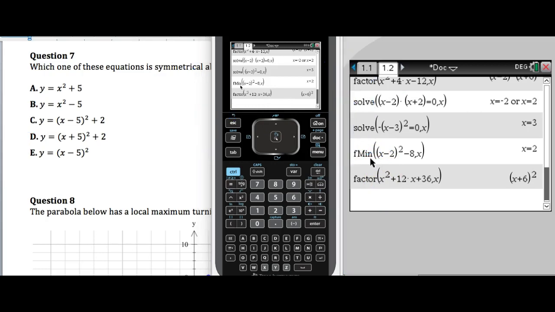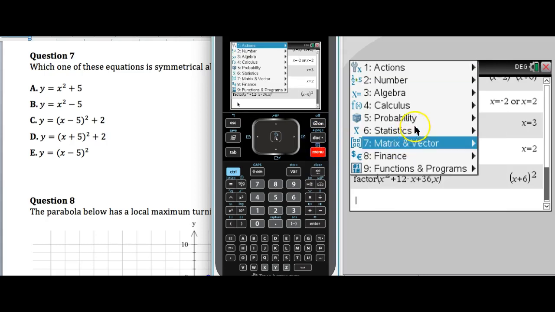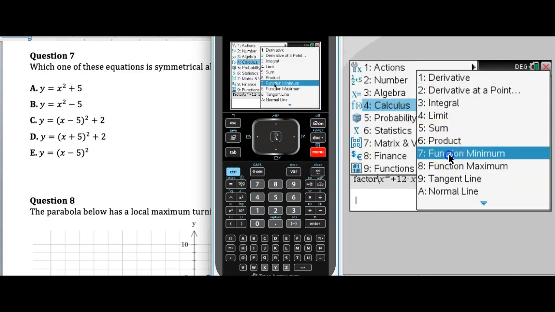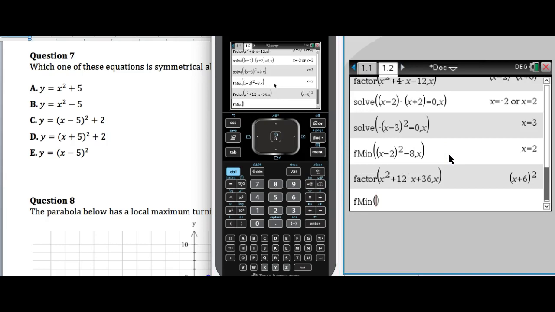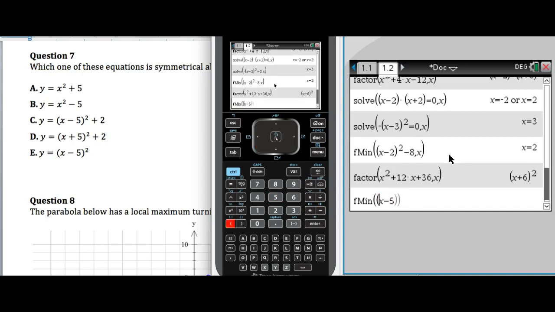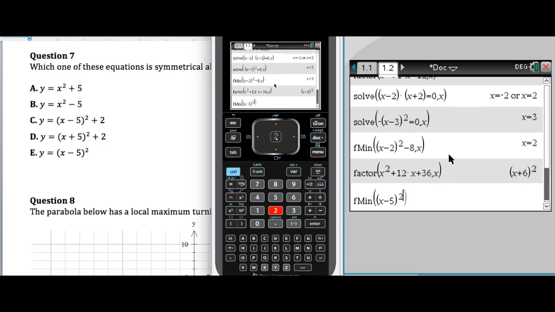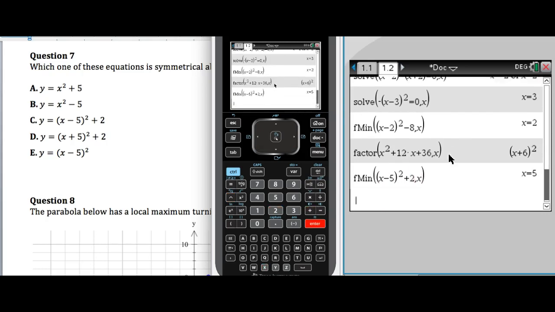So let's just quickly clear all that. So your axis of symmetry is the same as your turning point, the x-coordinate of your turning point. So if we're going to find the turning point, and these are all positive parabolas, so I can just go to calculus, function minimum, and then type it in. So if I thought it might have been, let's say C, x minus 5, and I've got to put brackets there, sorry, squared plus 2. And there it's got my axis of symmetry at 5.